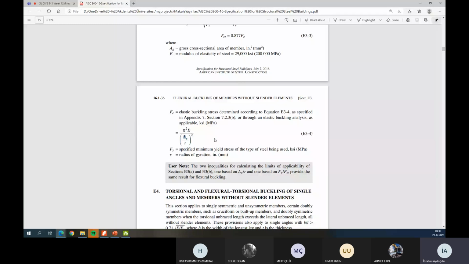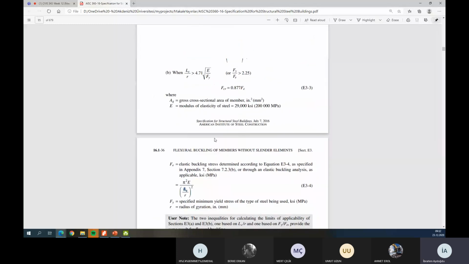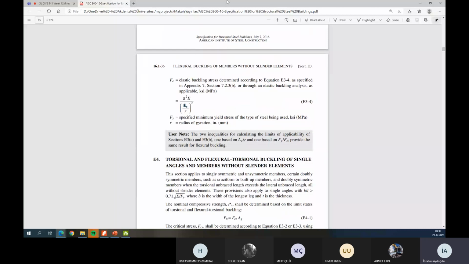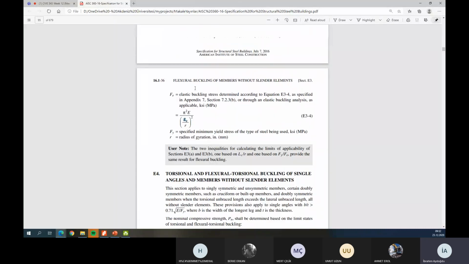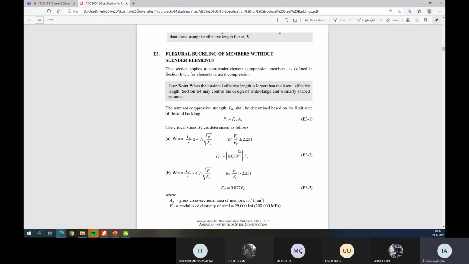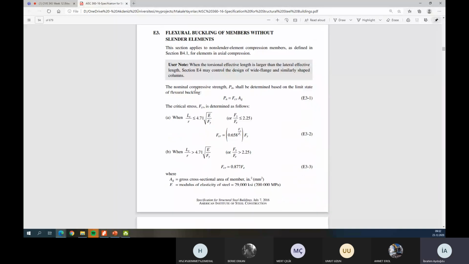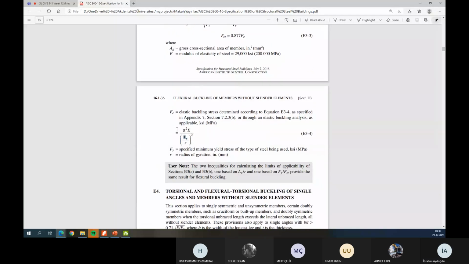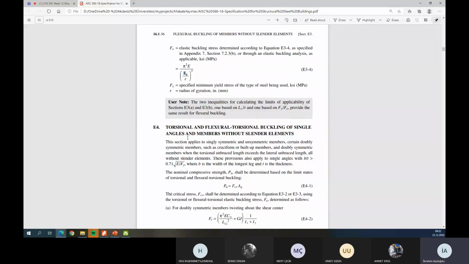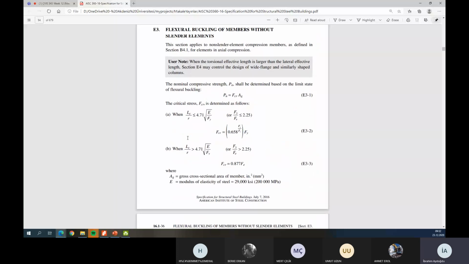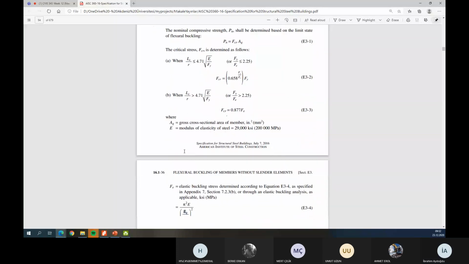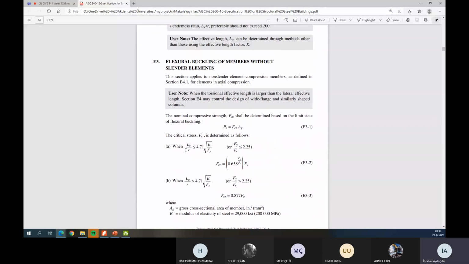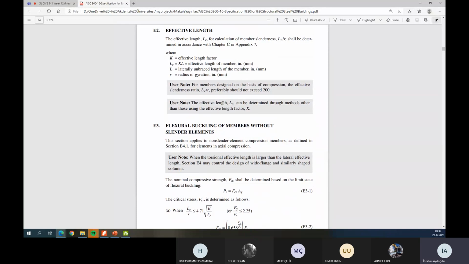Lc is the most important term. Lc is written here: the effective length of the member.